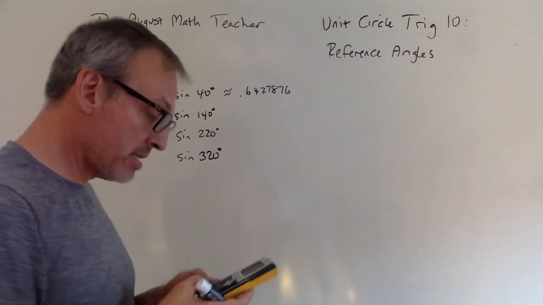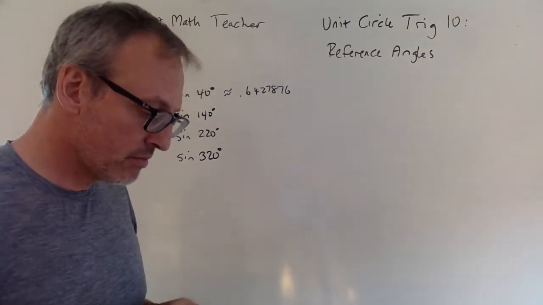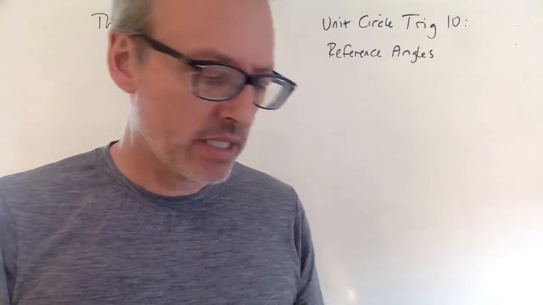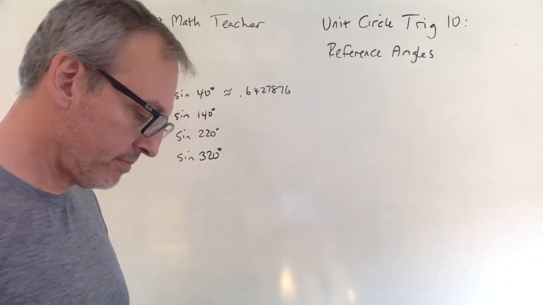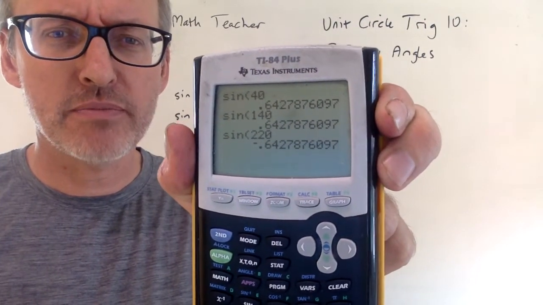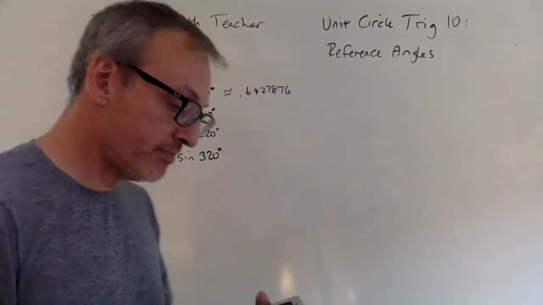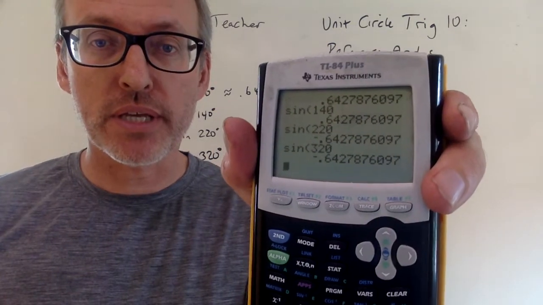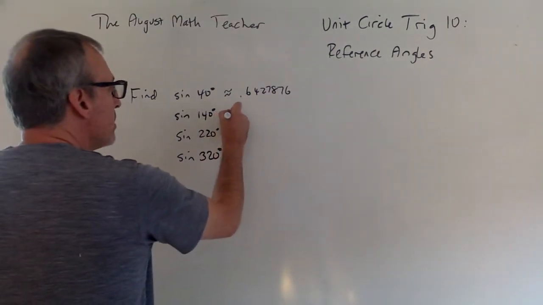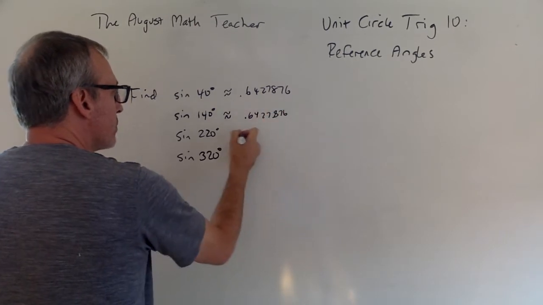Let's now find the sine of 140. And I'm just going to show you. Let's see about the sine of 220. Notice it's negative, but it's the same number. And then the sine of 320 was the other one. Oh my gosh, something's going on. The sines of each of these are identical, except the last two are negative values.